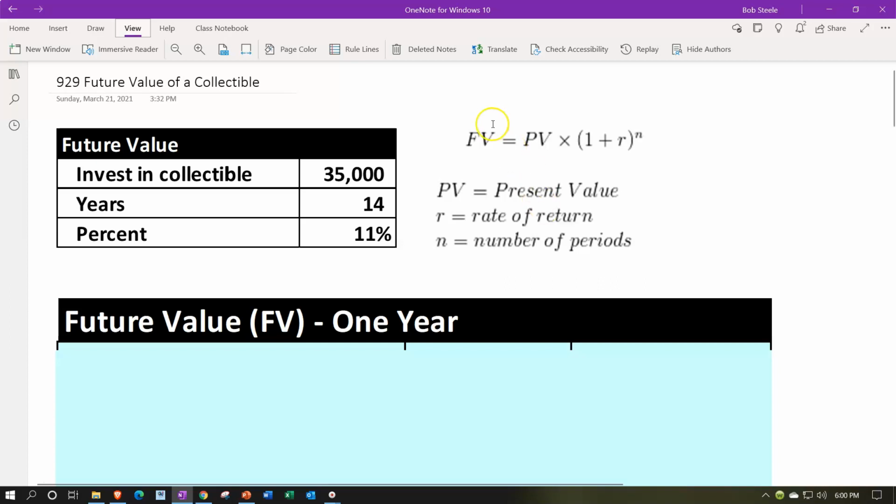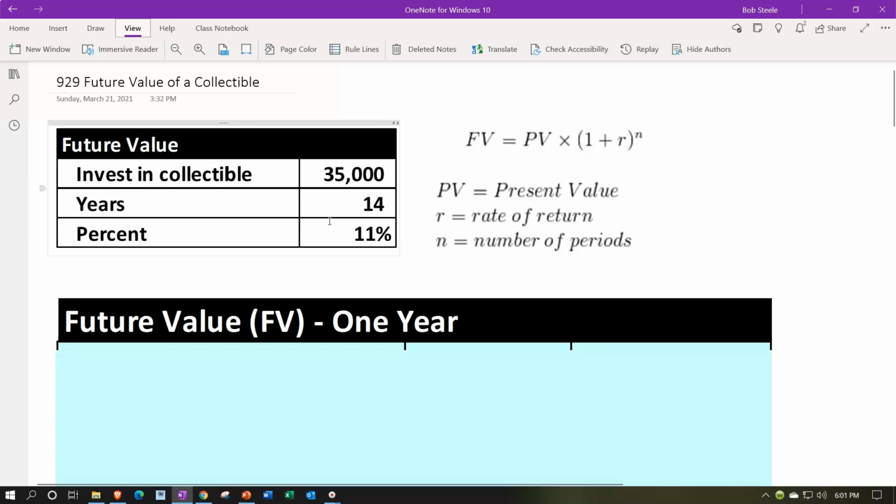So if we put money into our painting of $35,000, then we can estimate what we think the future value will be. Difficult thing to calculate here, of course, because we don't know how much a painting is going to go up. I would think it being more volatile than other types of investments. But when investing, we still want to try to figure out what we think is going to happen. So we're going to say over 14 years that there's going to be an increase of 11%.